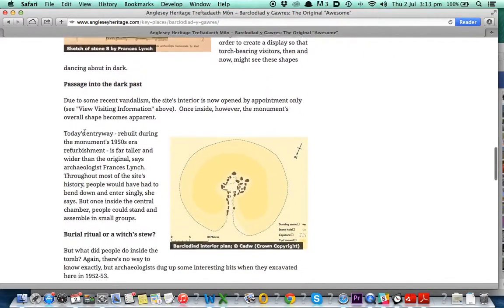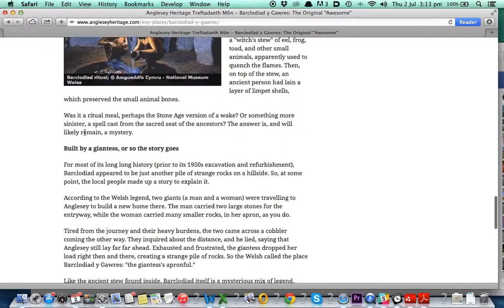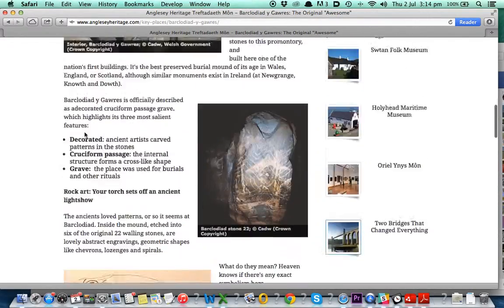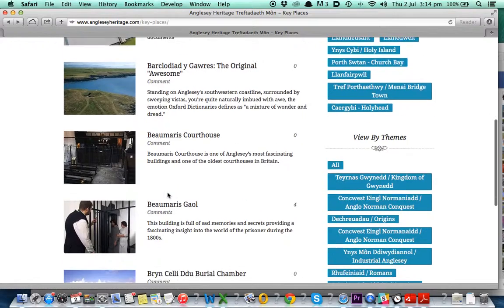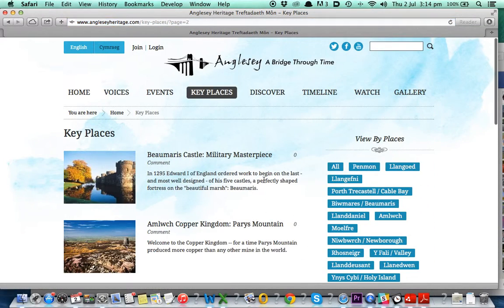So again, you can see that all through it is quite a long web page, but I tried to put illustrations all the way through and tell the story in an interesting way. So that is Bartholomew de Gowres. Let's go back to the homepage listing, and the next one of the 10 that were written by the researcher in this project, Beaumaris Castle Military Masterpiece.